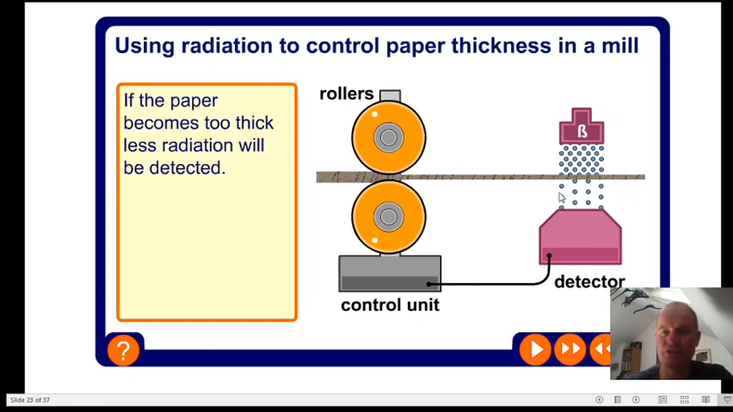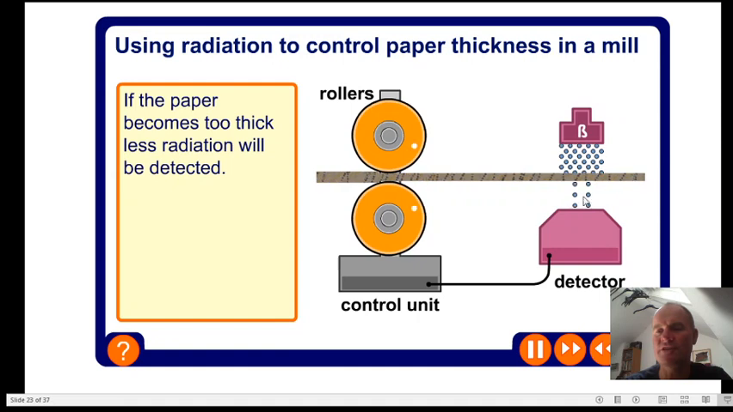Okay, so phase 2, if the paper becomes too thick, less radiation will be detected. So less will pass through, as you can see, because the paper's too thick. It's going to have an effect on the beta. It doesn't absorb beta completely, that's alpha, but it will make a difference to how much beta can pass through the paper. And the thicker it gets, the less beta can get through.